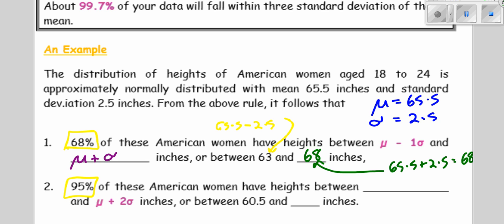Now they're saying 95% are within plus or minus 2 standard deviations. So what should I fill in this missing spot here? Mu minus 2 sigma. Good, good symbol use. The mean minus 2 standard deviations, the mean plus 2 standard deviations, or between 60.5, where did I get the 60.5 from?